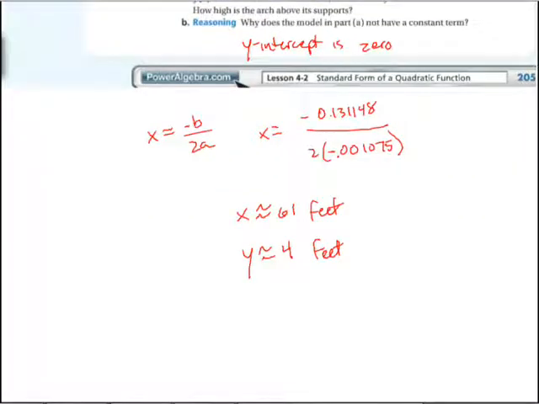All right, so through all that calculation, I got my x to be about 61 feet and my y to be about 4 feet. If you didn't get that, try it again. You might have made an order of operations error. If you still don't get it, go ahead and make note of that, and I'll go over exactly how I got that on the calculator in class.